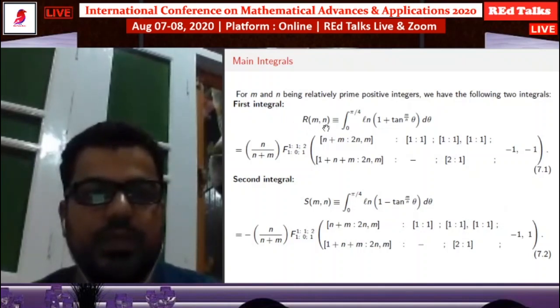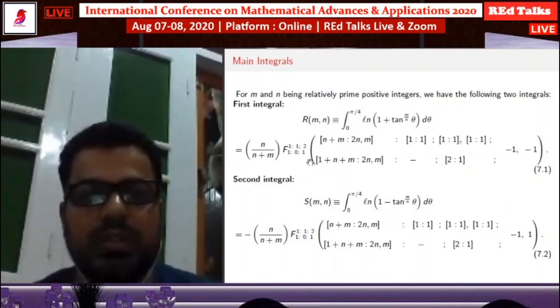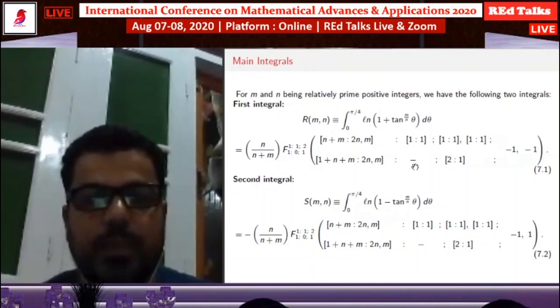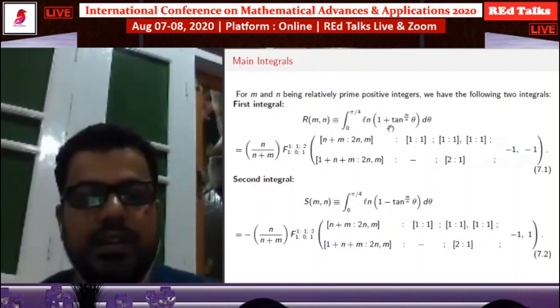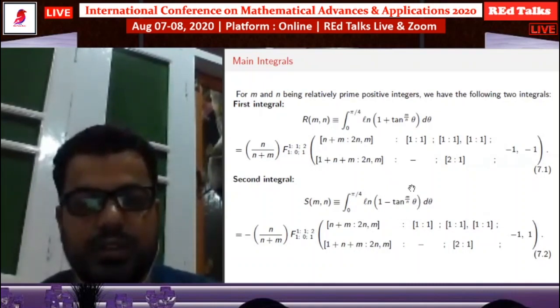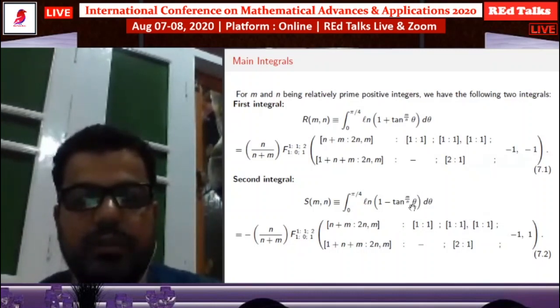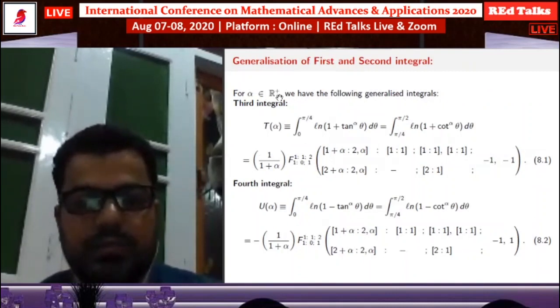First integral, this is R of mn, where r, m, n, and r prime are positive integers, is equal to the integral from 0 to pi by 4 of log of 1 plus 10 raised to power m by n theta, which outcomes as this in Srivastava-Dost hypergeometric form. This is the second integral. The main difference between first and second is that here it is positive and here it is negative. And we have given many values of m by n, that is m and n are given various integral values, which we discuss below.